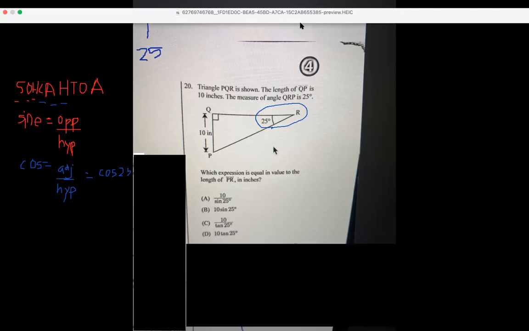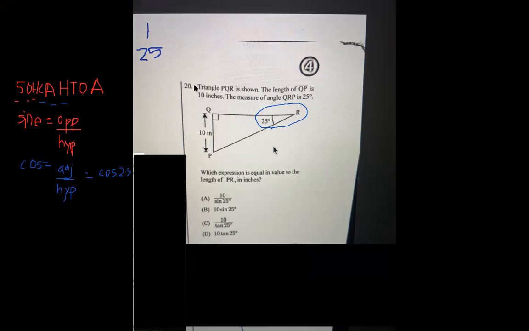Okay, so for the cosine, we're writing out the adjacent side of this angle 25. Adjacent means neighboring. So the neighboring side, the side closest to this angle, is called QR. So we're going to have QR over the hypotenuse, and the side in this problem is PR. So QR over PR, and we don't have values for these sides just yet.